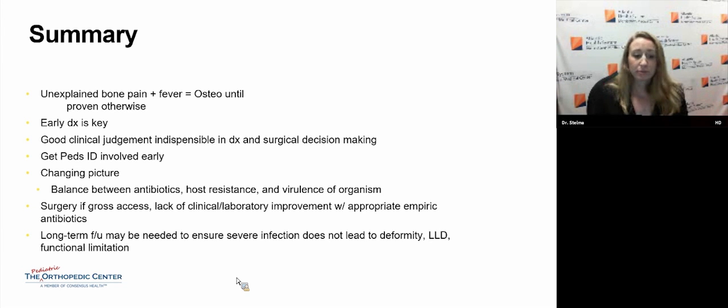Long-term follow-up especially may be needed with an orthopedic surgeon to ensure that the severe infection does not lead to deformity, limb-length discrepancy, or functional limitation.